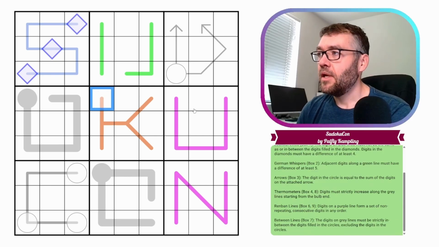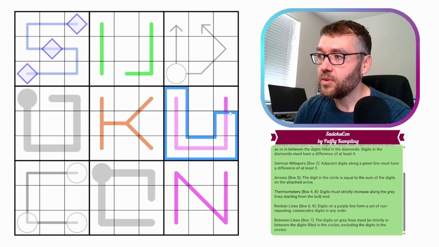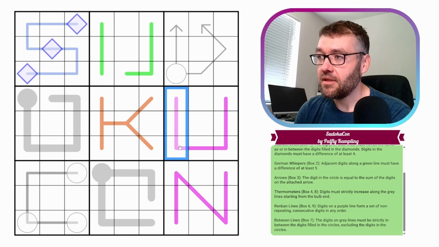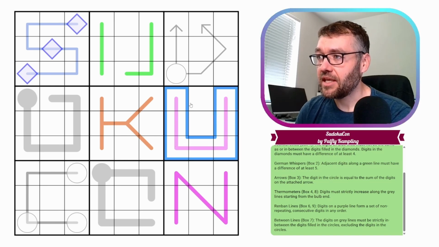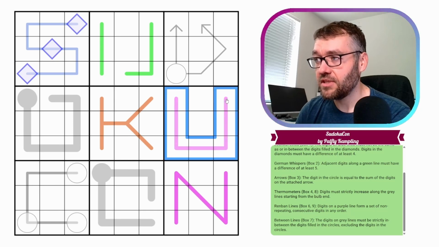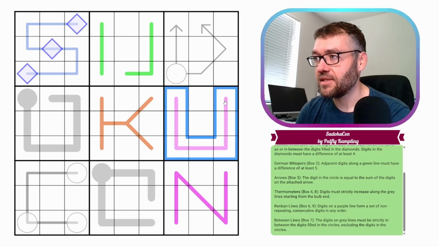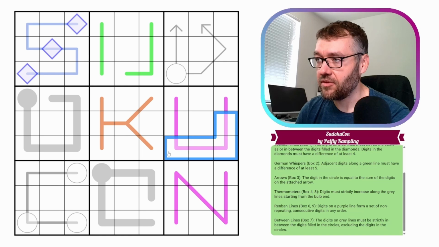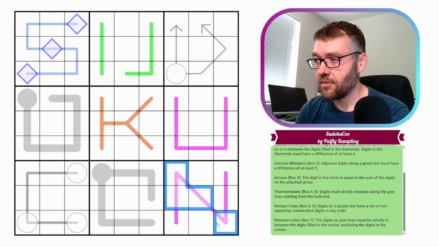But it could be any other number from the other 2 sets, which again are 1, 2, 3, or 4, 5, 6. And then box 6 and 9, we have these purple lines, which are Renban lines, where the digits along the line just have to come from a consecutive set. So this line is 7 length, so you could have the numbers 1 through 7 on here, but you couldn't do 1 through 6 plus an 8 because the 8 isn't consecutive with the rest of the numbers. Same thing with this one down here.